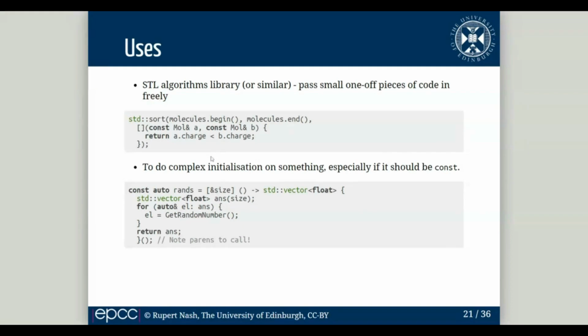That's kind of similar to the transform we've already discussed. We can also use it for things where we want to, say, get random numbers of some size, which we pass in as a reference in the capture. And we have no arguments explicitly, and we say the return type of this is going to be a standard vector of float.